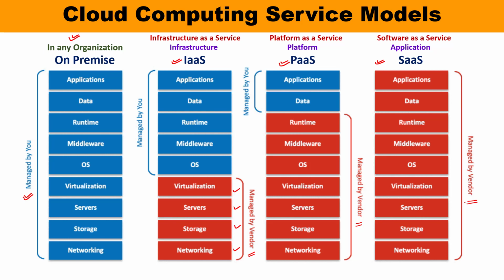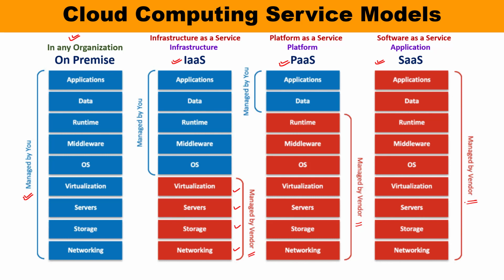There are some very popular examples of SaaS: Microsoft Office 365, Dropbox. You need not do anything. You just log in and do your work. That is what the examples are. So I hope now these three types of service models are clear to you.